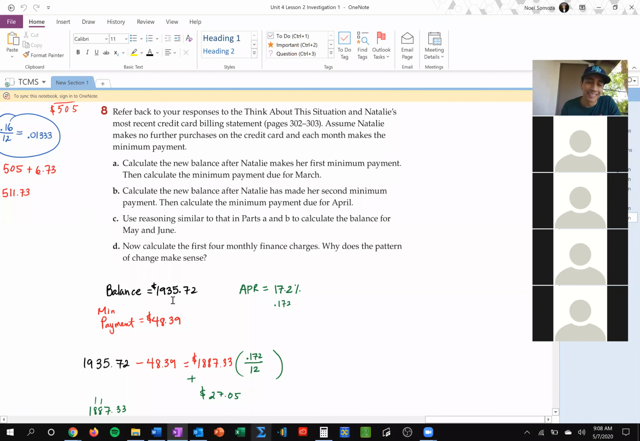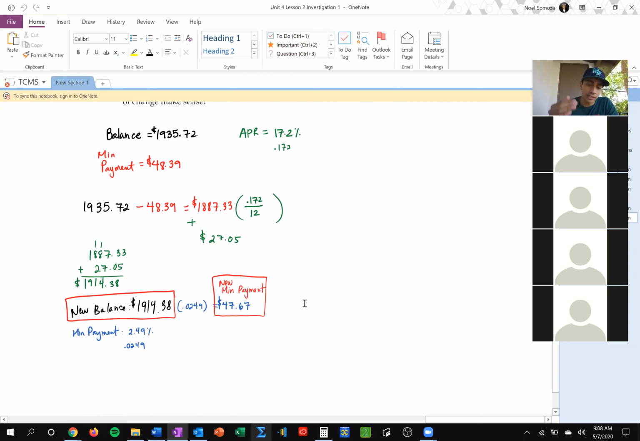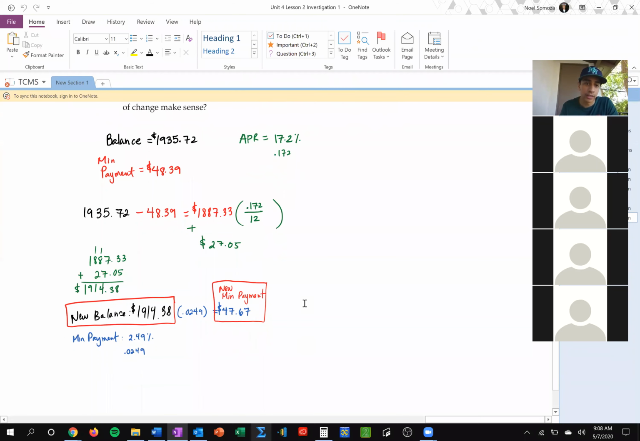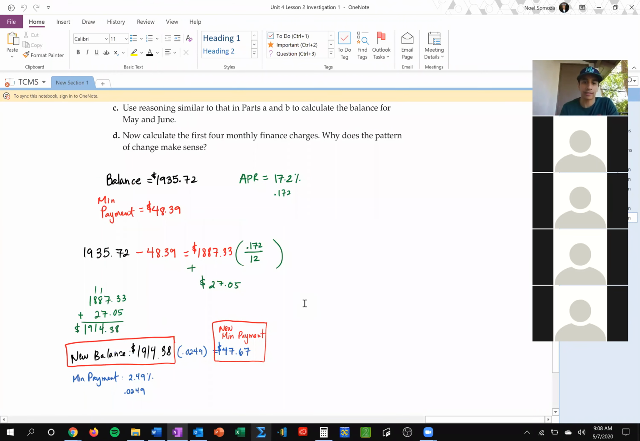Okay, so last time we were trying to calculate how her balances changed, and also how the minimum payment changes as you continue to make payments. So there's this process: you have your balance, you subtract whatever payment you make, but then interest is calculated based on whatever is left over, and that's usually how your new minimum payment is generated. So the new minimum payment is always a certain percentage of the new balance.